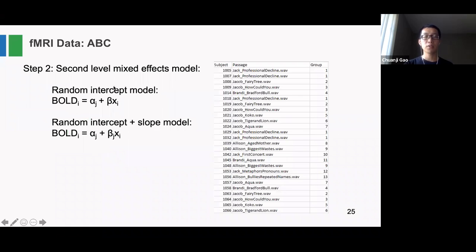Then we focus on the second level model, to average across subjects. There are different ways to do the second level model, because notice that the same passage can have different subjects. Different subjects might have listened to the same narratives, so they're not totally independent across all the subjects. There is some group structure across the subjects, so it's important to account for it. To account for that, we can fit a random intercept model, assuming there are different intercepts for different groups, or we can fit a random slope model, assuming there are different relationships between the predictor and the dependent variable for different groups.